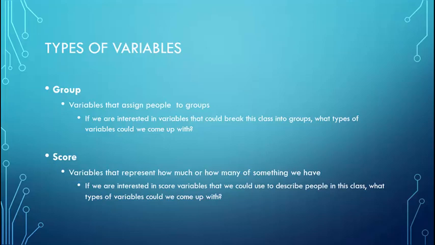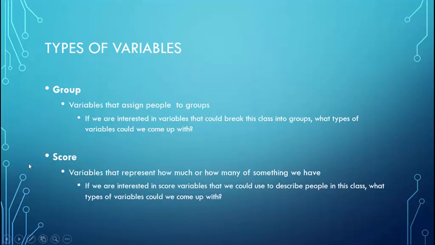Marital status. You could have two groups, married versus not married, or you could have many groups: married, single, dating, divorced, living together. I don't know, you could have many, many groups. The idea is that when you're looking at a group variable, people fall into one group, and the groups don't really have any numbers associated with them. They're just categories.